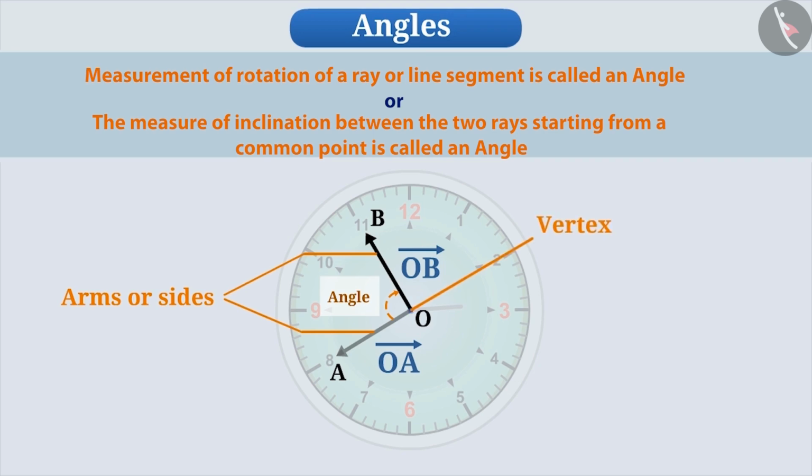A small arc is made on the vertex to show angle between one ray to the other. Using the vertex, we can give a name to the angle. Like here, the vertex is O, so we can name this angle as angle O. Here, this sign shows the angle.